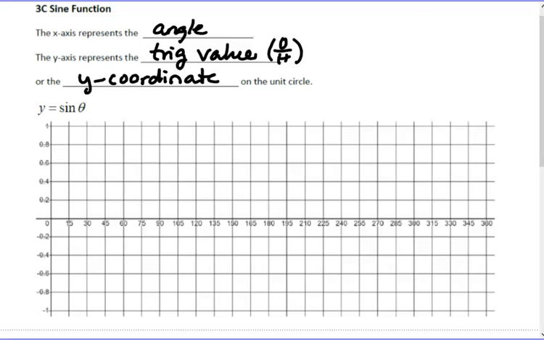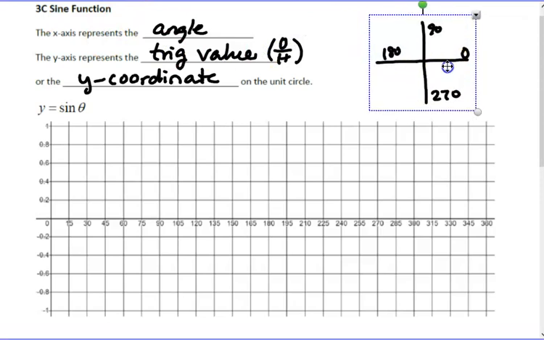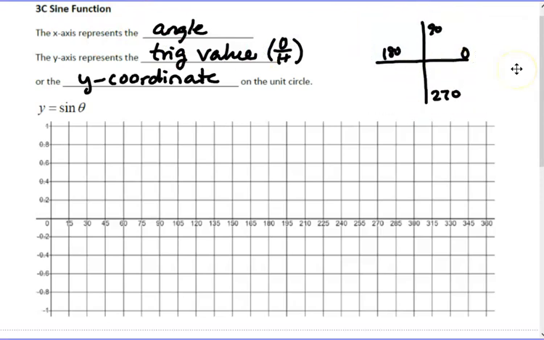So let's recall that if we go around to 0, 90, 180, and 270, then what is the sine value, or what is the y-coordinate at each of those angles? So the y-coordinate at 0 is 0, at 90 it's 1, at 180 0, and at 270 -1.